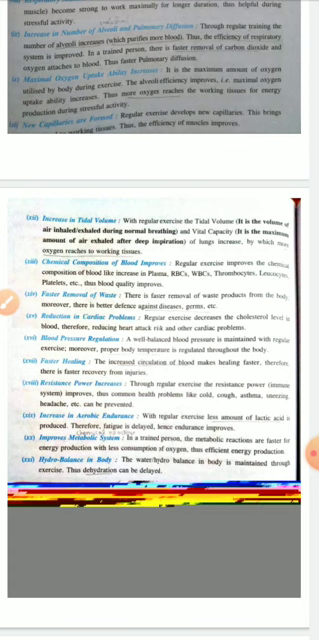Improved metabolic system, that is chemical reactions. In a trained person, the metabolic reactions are faster for energy production with less consumption of oxygen. Thus, efficient energy production, means chemical reactions. In a trained person, the chemical reactions are faster. Therefore, the energy production will be more.